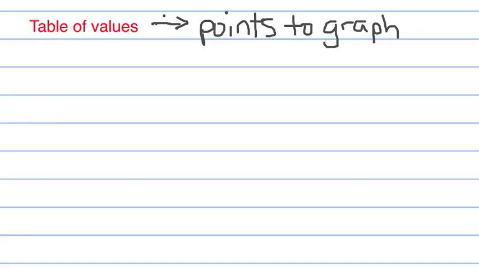So we're going to use the table of values, and here's our equation that we're going to work with, y equals x minus 4. And you're going to make a table of values for each equation that you work with, and that will give us the ordered pairs then that we're going to in turn graph. So let's go ahead and make a table of values real quick.